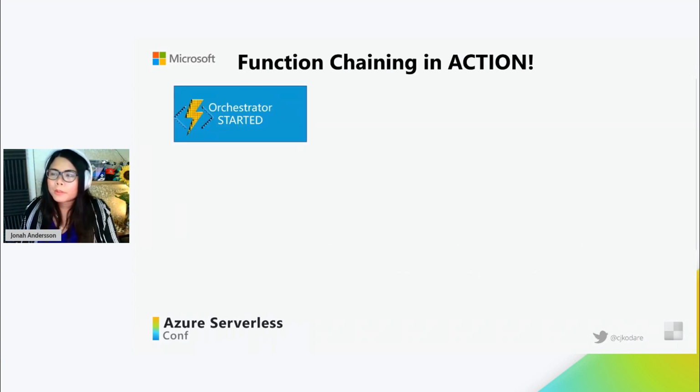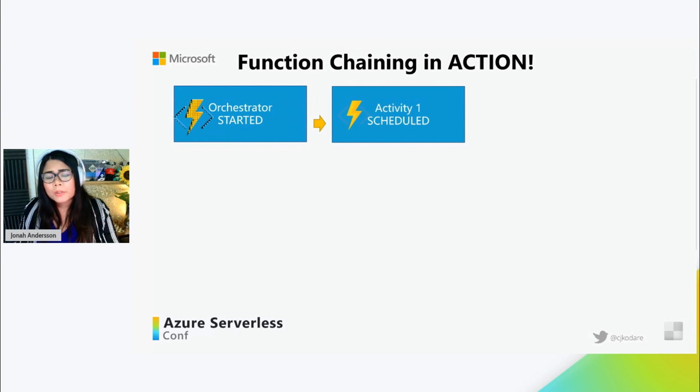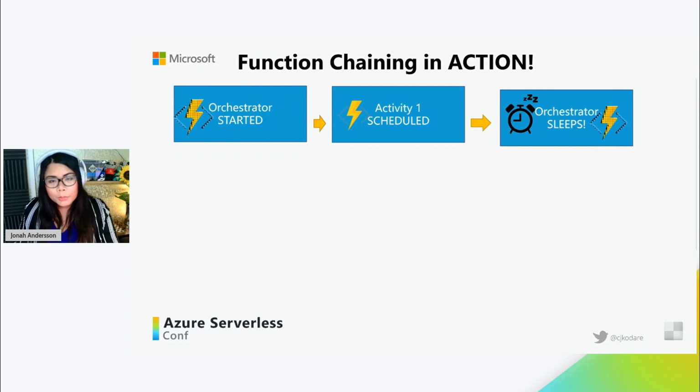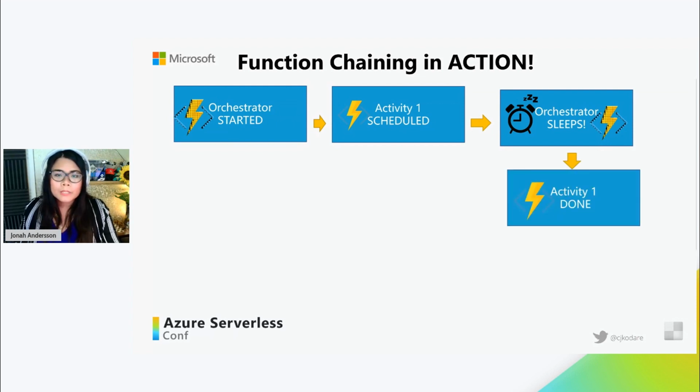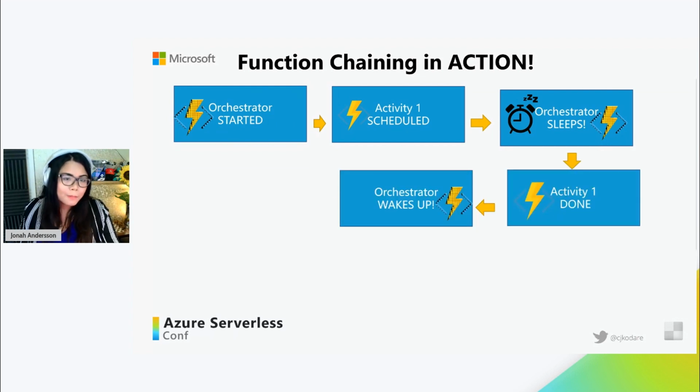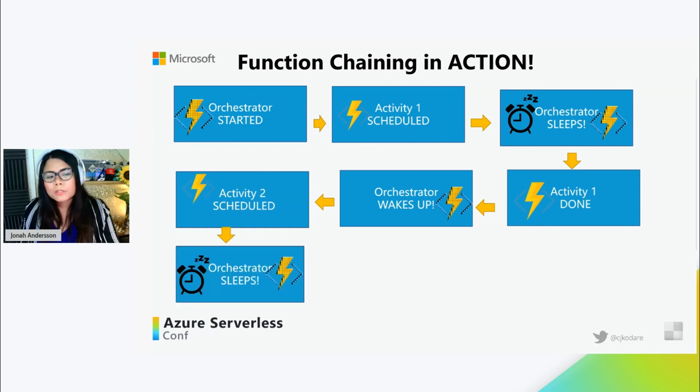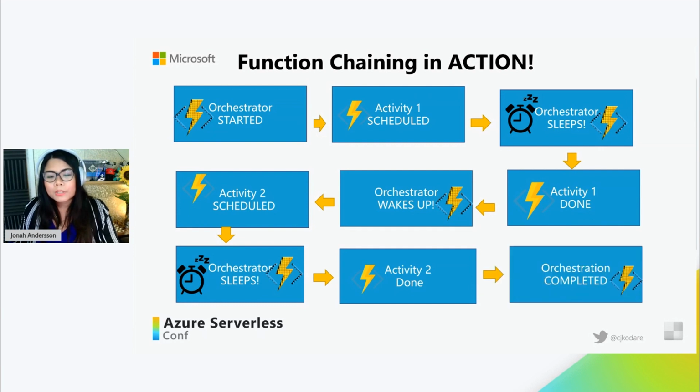So for example, if you have an HTTP trigger or blob trigger, the orchestrator gets started. When the orchestrator gets started, activity 1 is scheduled, the orchestrator sleeps, activity 1 is done, the orchestrator wakes up, activity 2 is scheduled, it sleeps again, and then activity 2 is done. The first orchestration is completed. And that continues as long as the orchestration is long running and it's triggered.